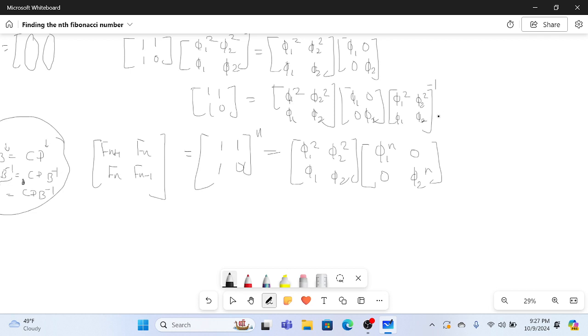Now to find its inverse, we know that to find the inverse of a, b, c, d, this will just be 1 by AD minus BC, and then d, minus b, minus c, a.